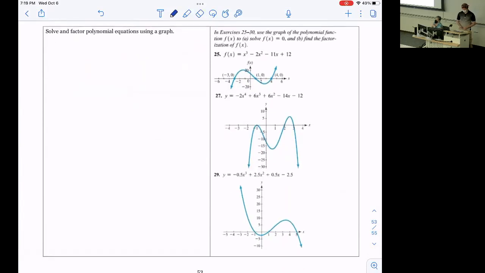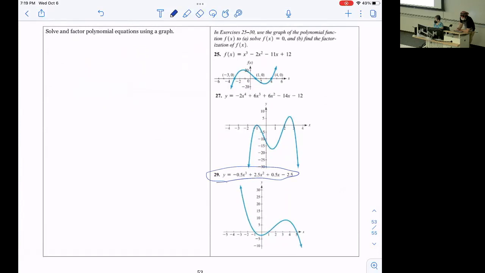How about this one? Solve and factor polynomial equations using a graph. Number 29. Sure thing. This is telling us to solve f of x is equal to 0 and find the factorization of f of x.